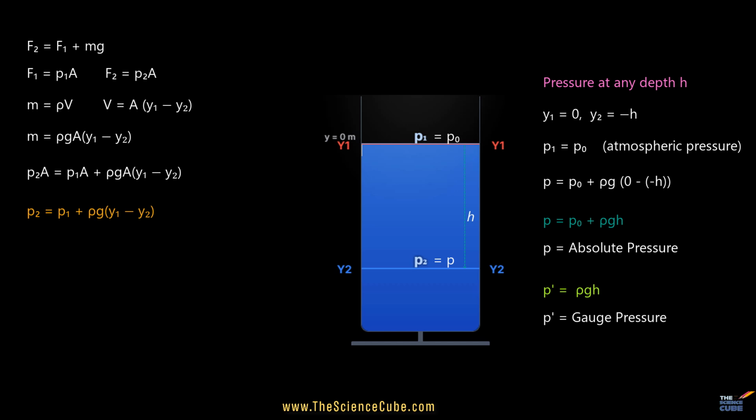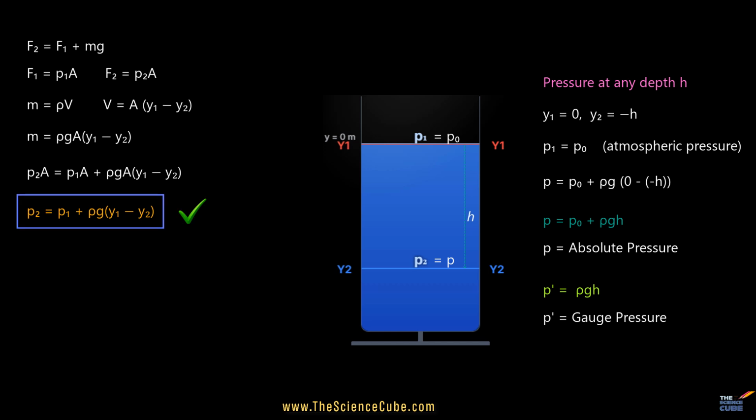Therefore, when we compare the pressure at two different depths, the atmospheric pressure cancels out, leaving only the difference in pressure due to the weight of the fluid between those levels. And this is why in many problems, what really matters is the difference in pressure between 2 points. The absolute pressure value only matters if we care about the total force including atmospheric pressure.